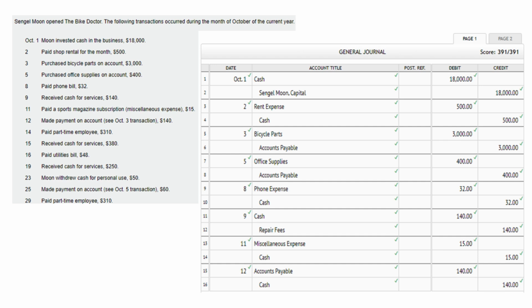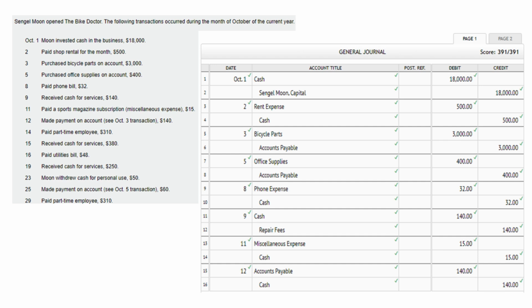Moon invested cash in the business in the amount of $18,000. Now remember, your numbers are going to be different, but it's the same accounts. So when I'm looking at the first transaction, he invested cash, all right? So there was an increase in cash. My cash is an asset, which increases on the debit side. So that one would go listed first.